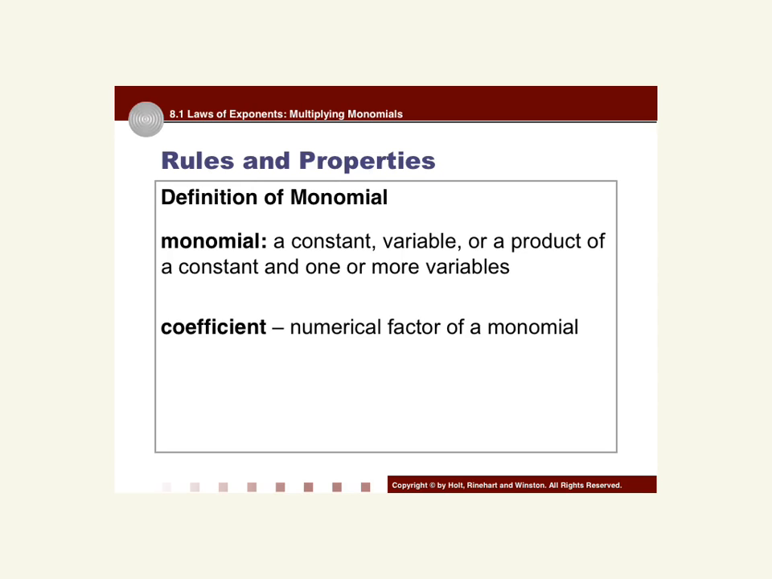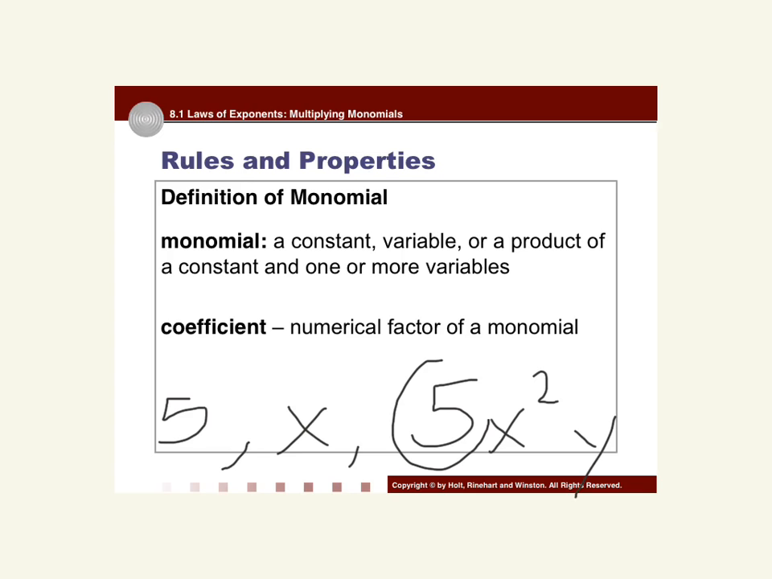A monomial is kind of a complicated word for a very basic expression. A monomial can be just a constant, so just the number 5. It could be just a variable, say x, or it could be a product of a constant and one or more variables, maybe 5x squared y. Then the coefficient is the numerical factor of a monomial. And so in this last example here, 5 would be considered the coefficient.